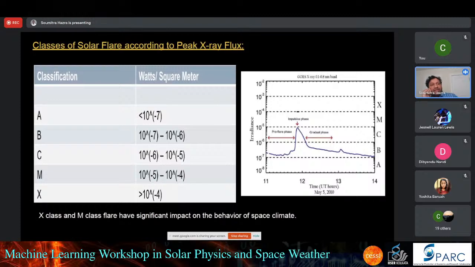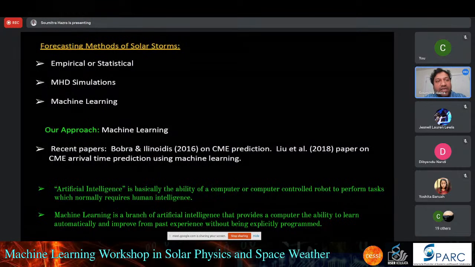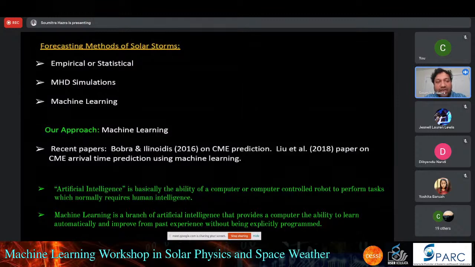And there are different classes of solar flare. However, the most intense are the X and M class flares. These flares have a significant impact on space climate. So what do we want to predict here? We want to predict the possibility of these M and X class flares. There are different ways to predict solar storms, like statistical methods, MHD simulations and machine learning. Here our approach is basically machine learning techniques.